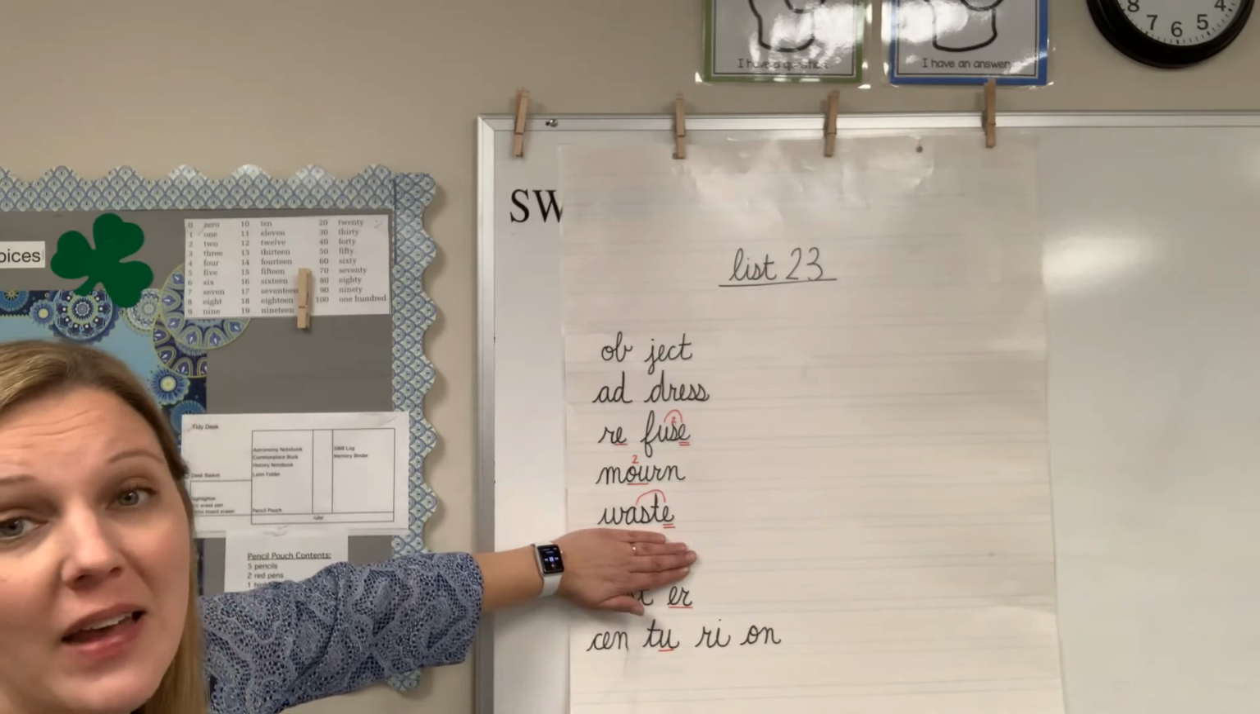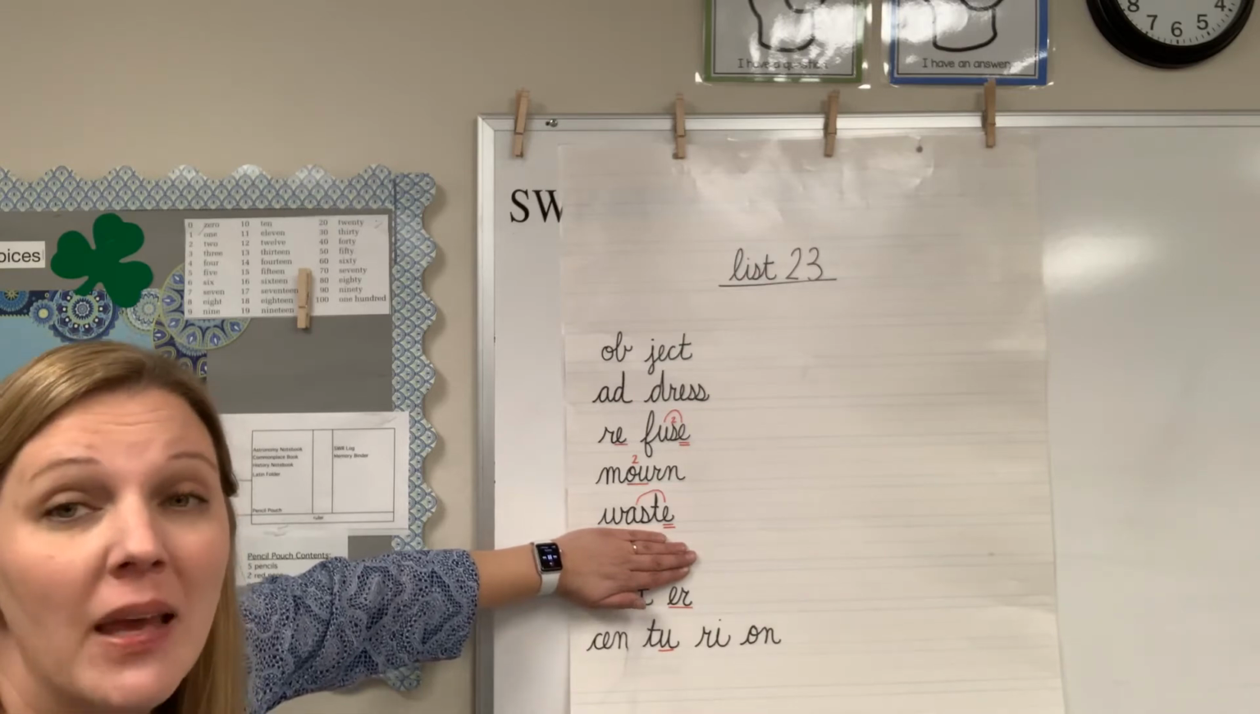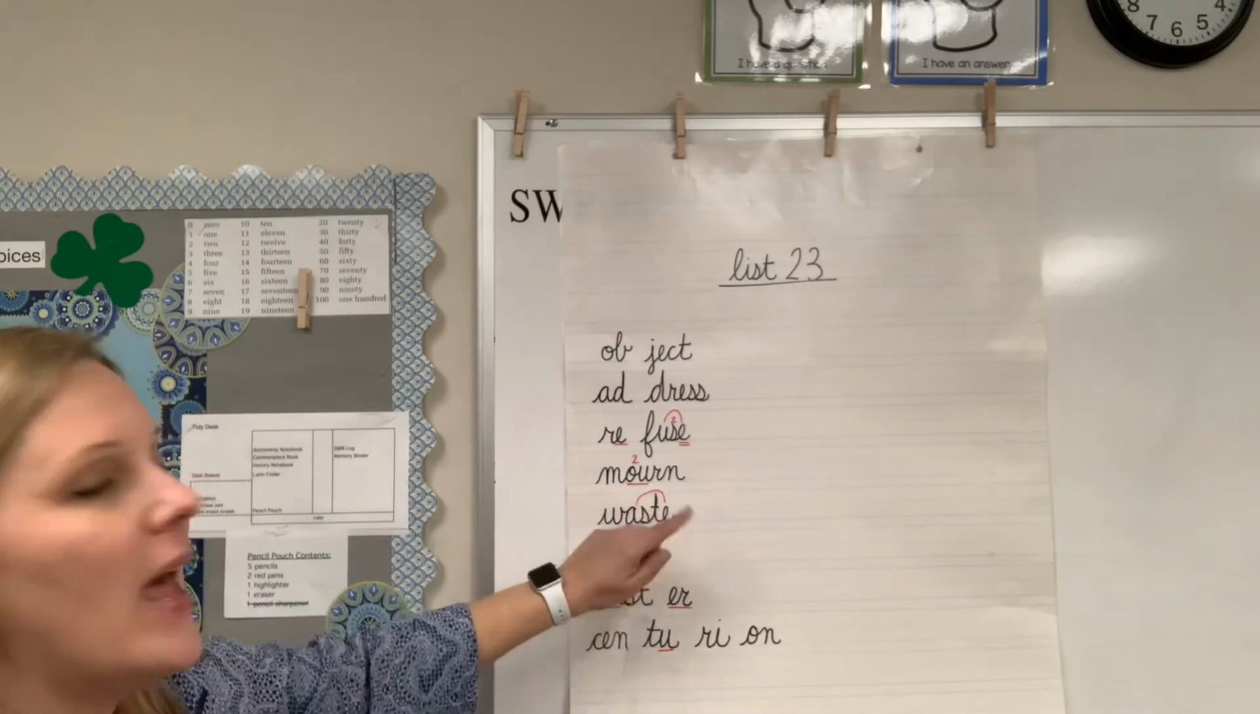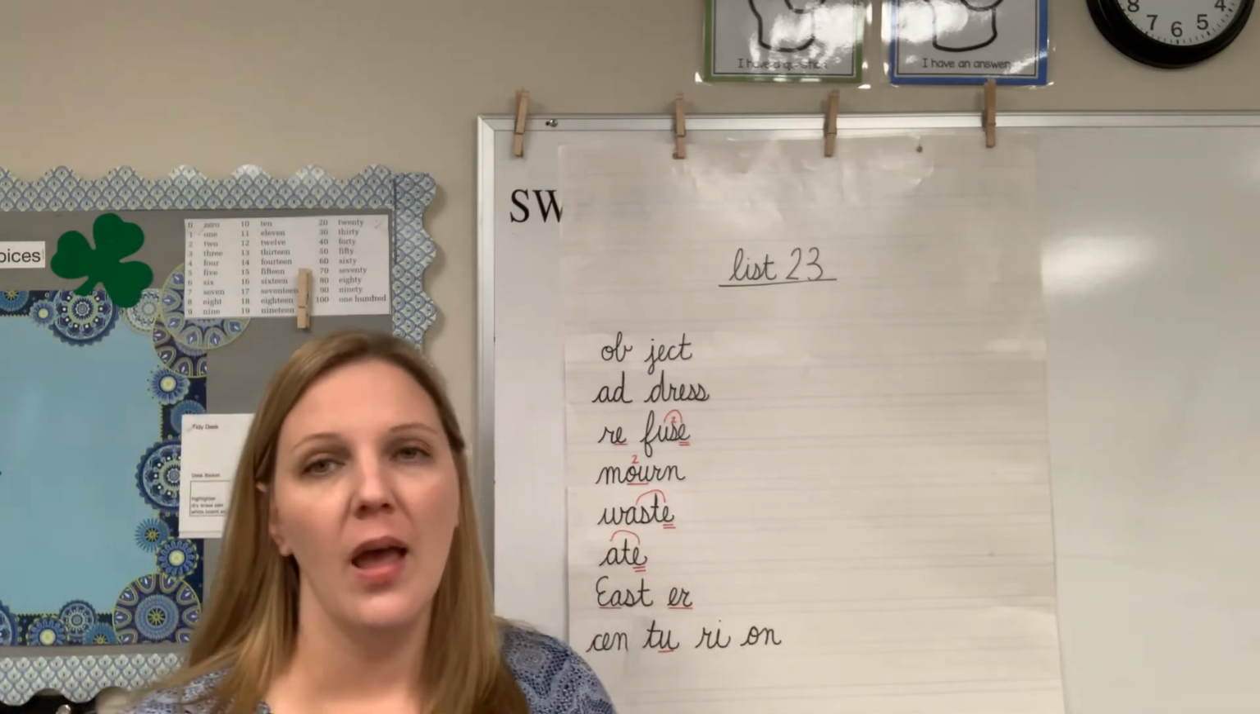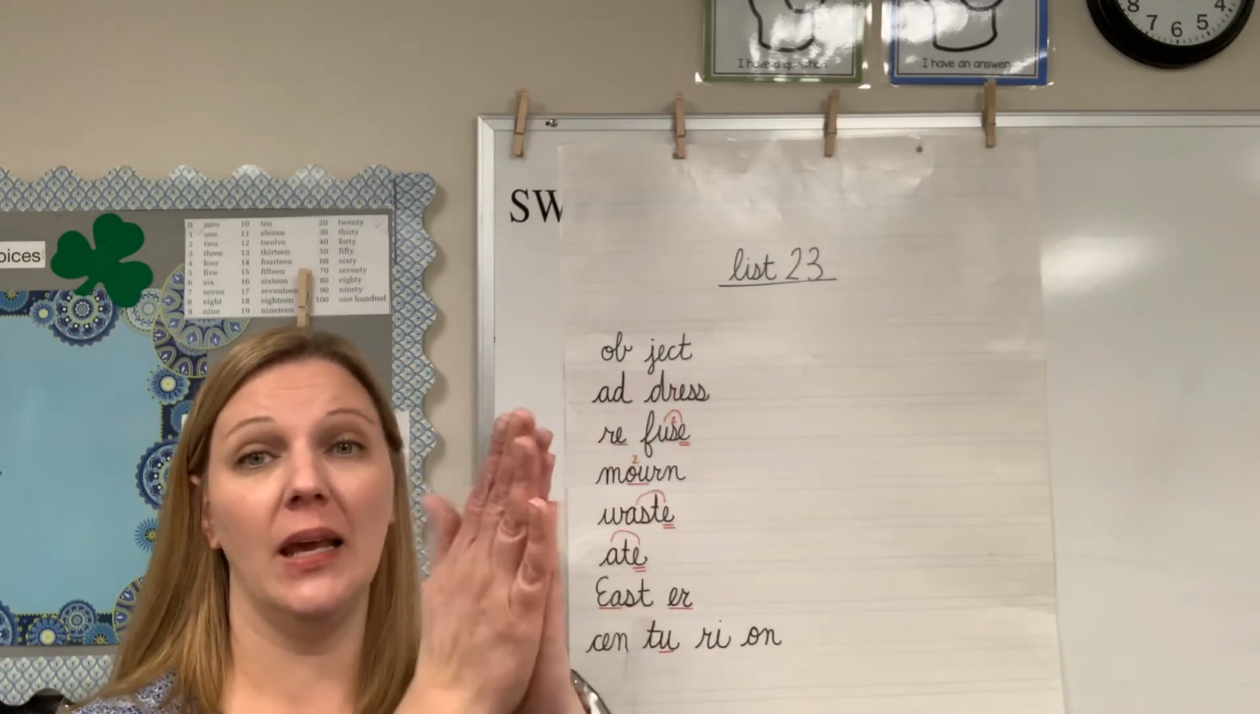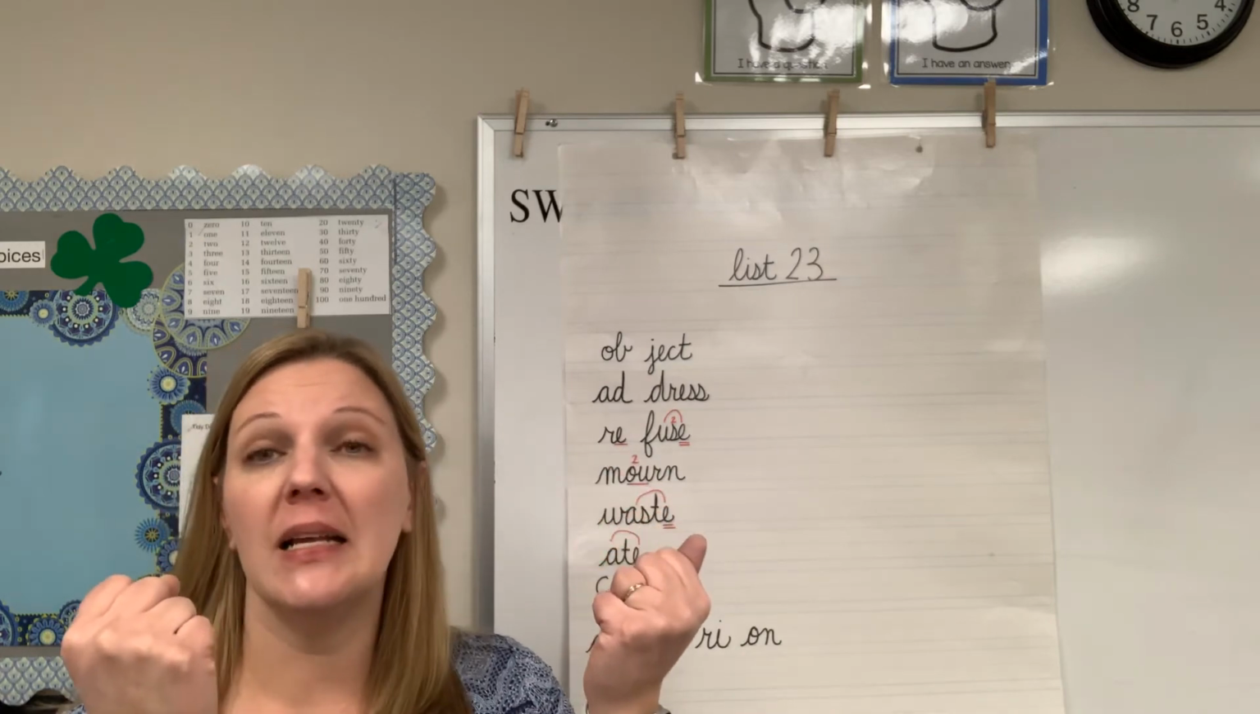Double underline our silent final E. What job is it doing? Making the A say A, so we'll bring a bridge back to the A. Waste. Excellent. Put your pencils down, please. Put your dukes up. The next word is ate.